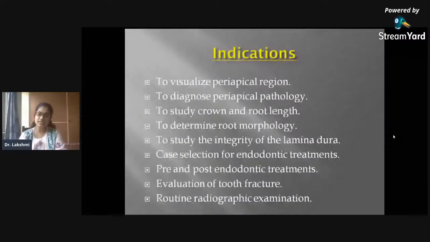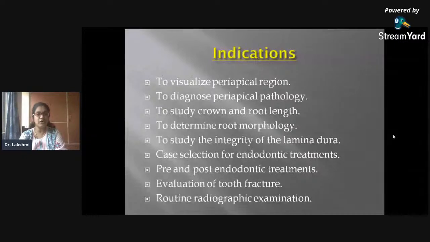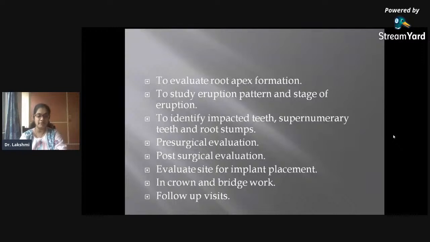What are the indications of a periapical radiograph? To visualize the periapical region, to diagnose periapical pathology, to study crown and root length, to determine root morphology, to study the integrity of the lamina dura, case selection for endodontic treatments, pre and post endodontic treatment, evaluation of tooth fracture, and routine radiographic examination. Then we evaluate root apex formation in mixed and primary dentition, study eruption pattern and stage of eruption, identify impacted teeth, supernumerary teeth and root stumps, pre-surgical and post-surgical evaluation, evaluate the site for implant placement, crown and bridge work, and follow-up visits. So these many clinical indications are there wherein you have to take an intraoral periapical radiograph.